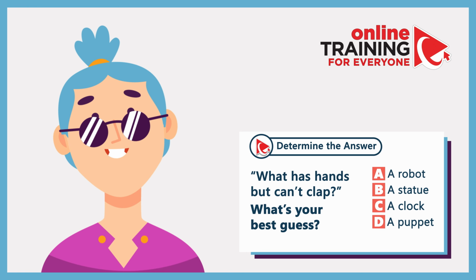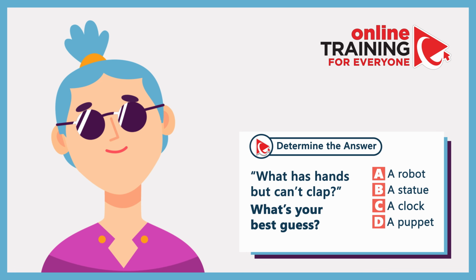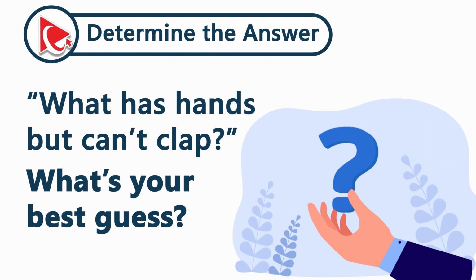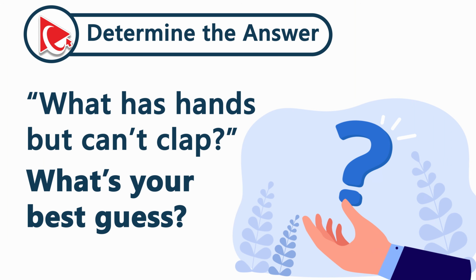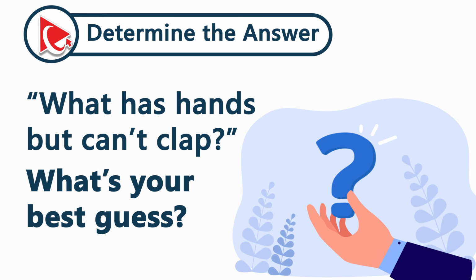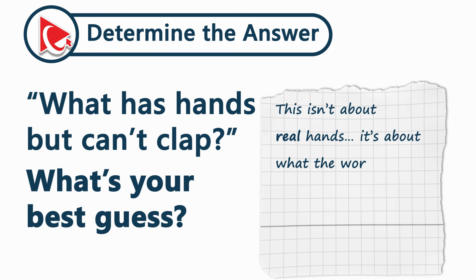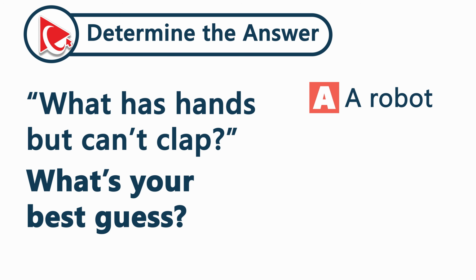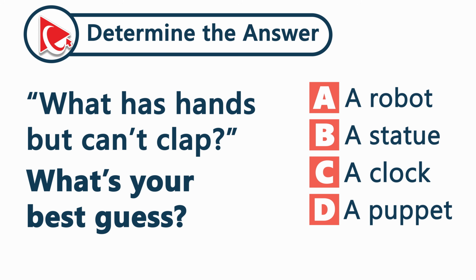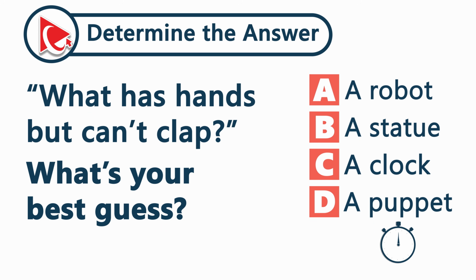Here's a quick thinking question that sounds playful at first, but don't let it catch you off guard. Read carefully. What has hands but doesn't clap? What's your best guess? It's easy to jump to conclusions, but slow down and think. This isn't about real hands. It's about what the word hands could mean in a different context. And here are your options. A, a robot; B, a statue; C, a clock; or D, a puppet. Take a few seconds to work it out.